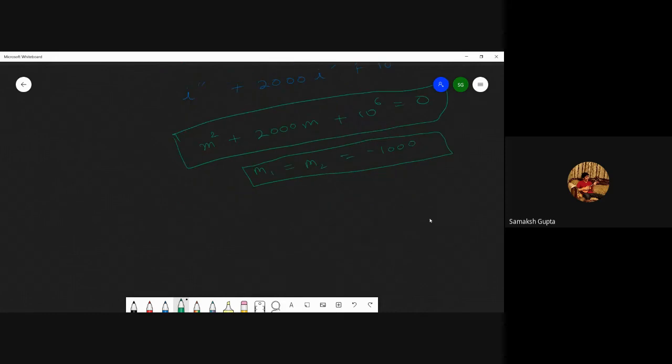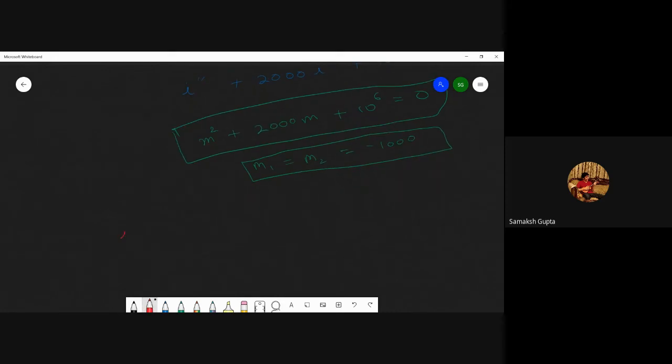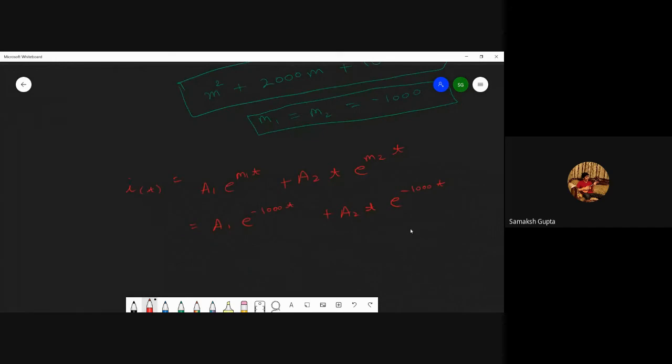In case I told you when the roots are equal, what is the form of your solution? If anyone remembers. A1 e^(m1 t) + A2 t e^(m2 t). Right. So in general, this becomes A1 e^(-1000t) + A2 t e^(-1000t). Now is the part where you have to think about how you will figure out these A1 and A2. Does someone have any suggestion of how to find A1 and A2?